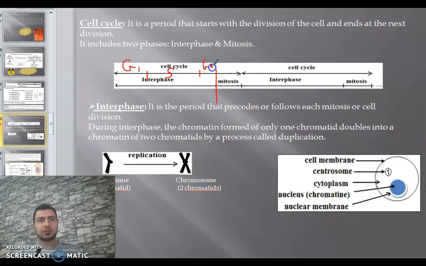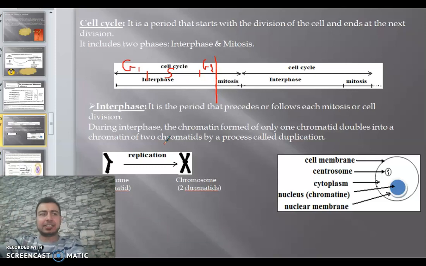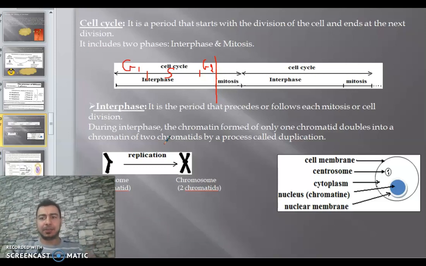Interphase, G2. Okay? Here this is mitosis. Okay. So, interphase is made up of 3 phases. G1. During G1, the cell is at rest and needs to prepare itself for cell division. Okay? It starts preparing itself to divide during G1.